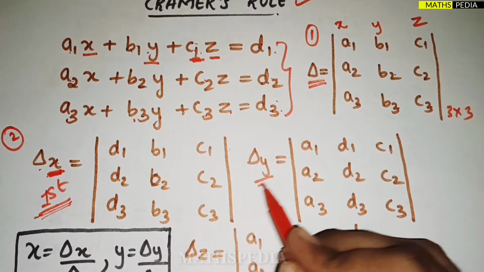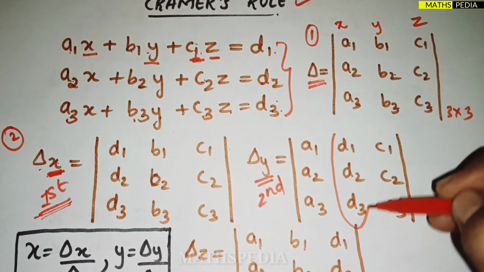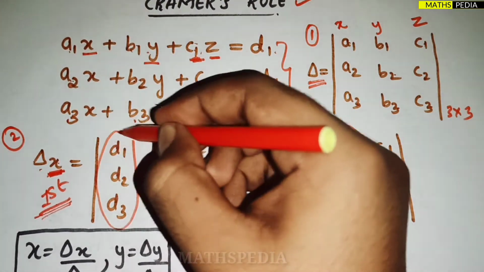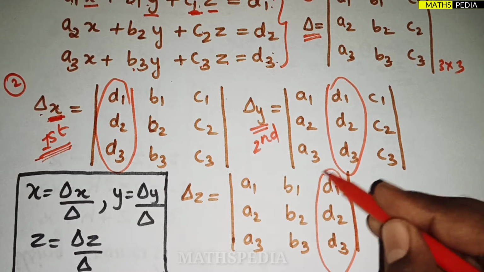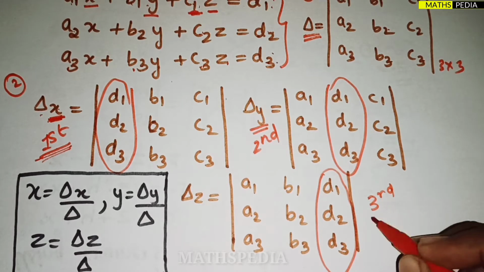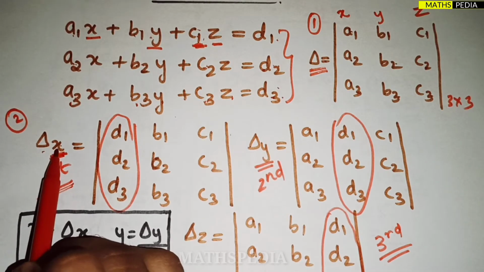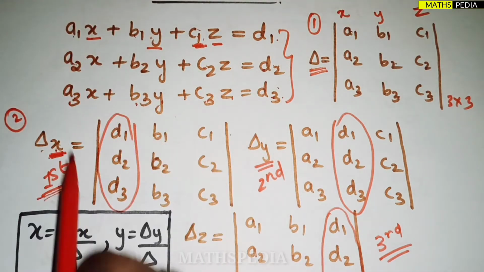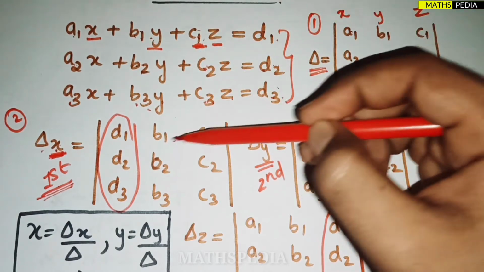For delta y, you have to place it in the second column. You can see over here, second column, this is first column. And for the third variable, it will be in the third column. In this way, you can remember. Now for x, what do you have to ignore? The x coefficients. What is left out? b1, b2, b3, c1, c2, c3. So place it over here.